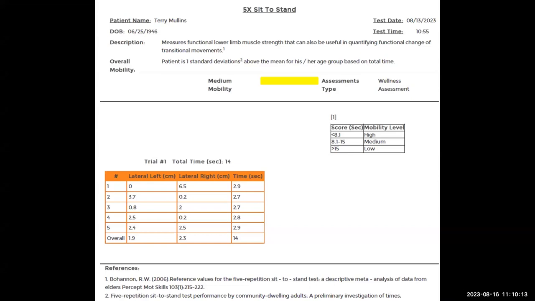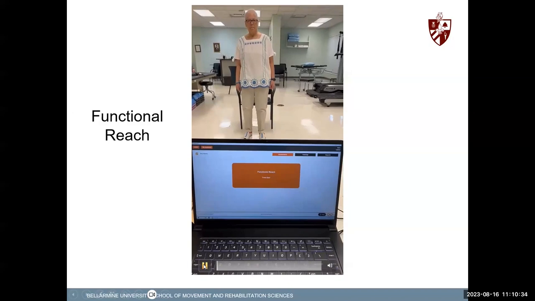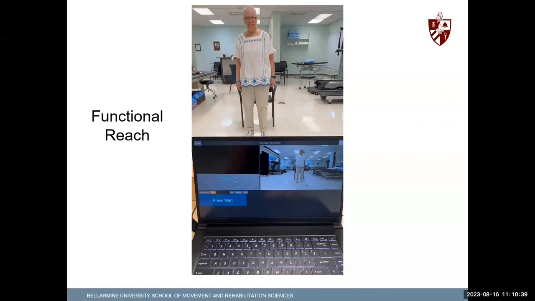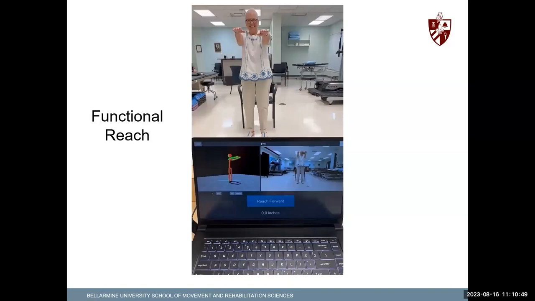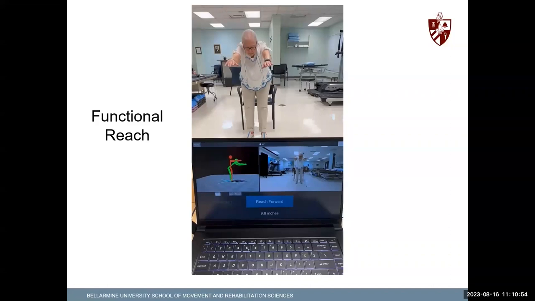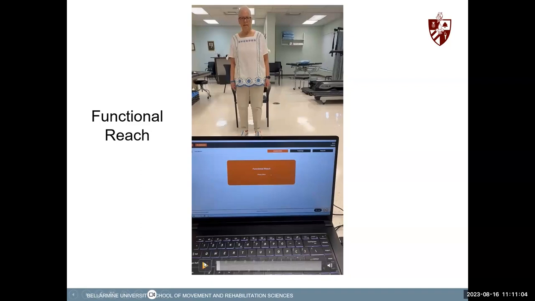All right, I'm going to show the other two outcome measures. This one is called the functional reach, and it basically measures an individual's ability to reach outside of their base of support without having to take a step, without losing their balance. All right. And then it will do it. You can then do a lateral reach left and right following that.